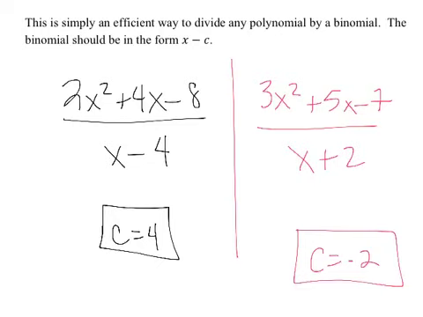The reason being is the only way this could be written in the form x minus c is if you wrote it as x minus negative 2. Because x minus negative 2 is really x plus 2, but we want to write it in the form x minus c. So this is c right here.